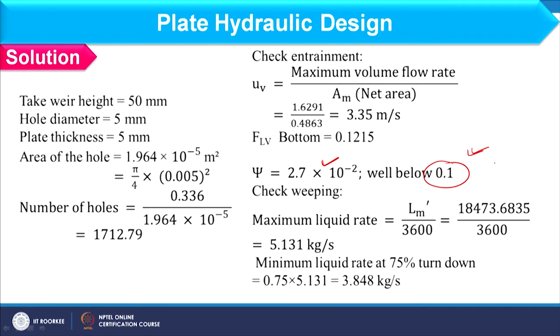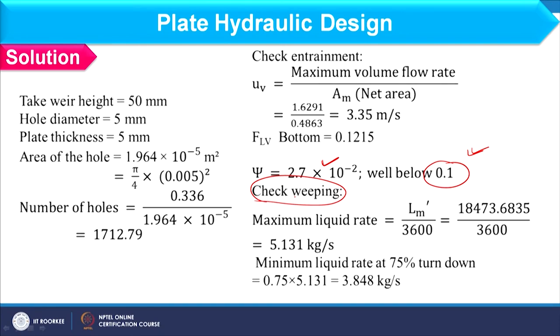If it is not satisfied, you have to change the column diameter, okay? So, for that purpose, you can change downcomer section, because you cannot play with volumetric flow. Another thing which you can change is the flooding percentage, right?